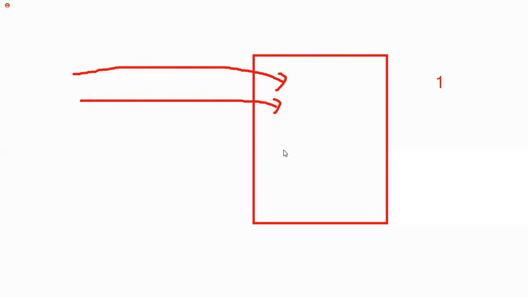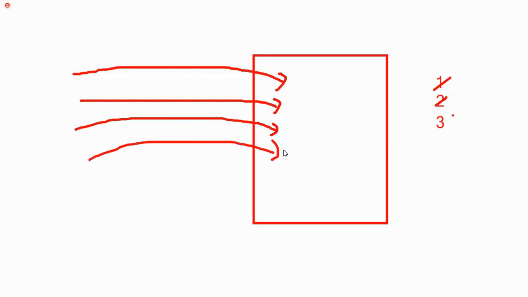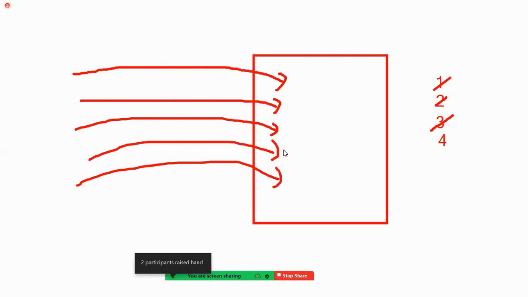Suppose it is a server. One user entered. Now, how many users are present? One. One more user entered. How many users are there? Two users. One more user entered. Three. One more user entered. Four. One more user entered. Five.